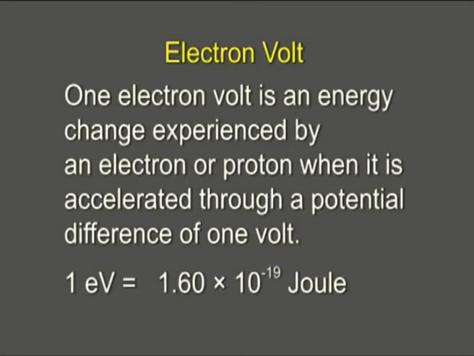When we deal with atomic or nuclear particles, a commonly used unit of energy is the electron volt. 1 electron volt is the energy change experienced by an electron or a proton when it is accelerated through a potential difference of 1 volt. So, 1 electron volt is equal to 1.60 times 10 raised to minus 19 joule.